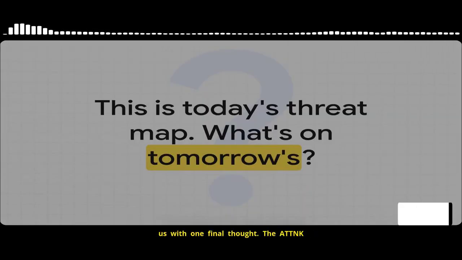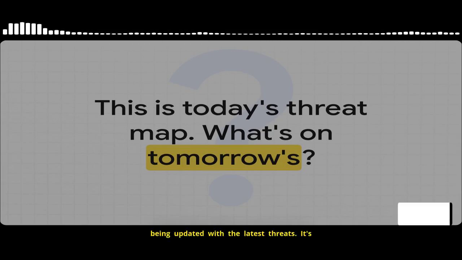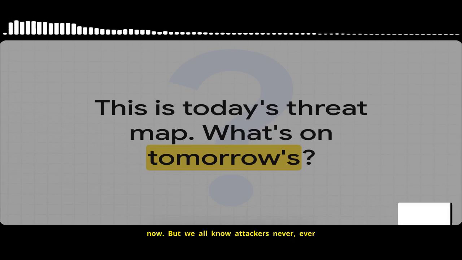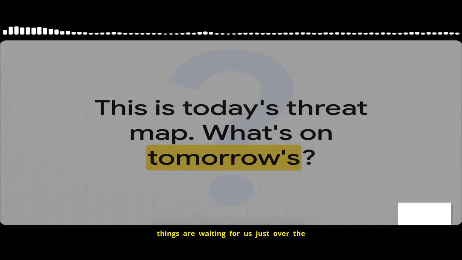And that kind of leaves us with one final thought. The ATT&CK framework is a living map. It's constantly being updated with the latest threats. It's our best picture of what's happening right now. But we all know attackers never, ever stand still. So the real question is, as we keep mapping their behavior, what new things are waiting for us just over the horizon?